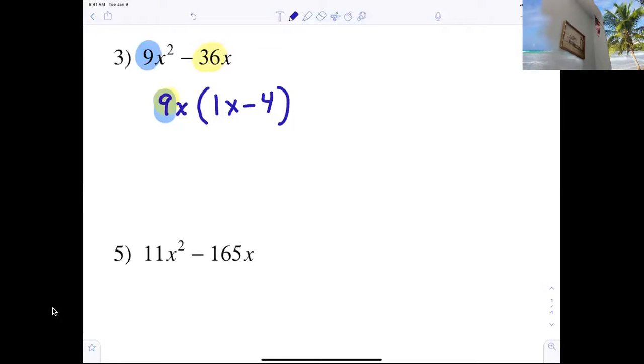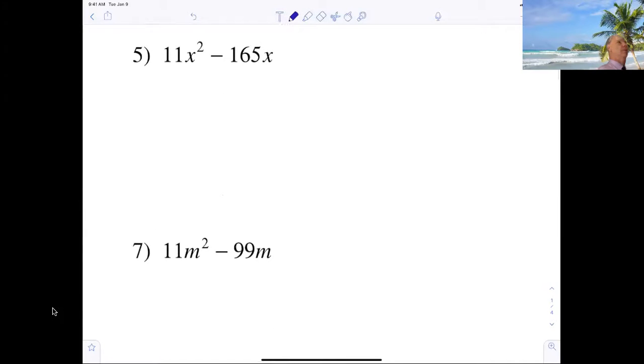All right, everybody take a look at number 5 now. Yes, 11 goes into 165. So here we go, GCF for number 5. Someone be brave. Okay, so you'd start with 11x, and then you'd open up parentheses, and then you would subtract the exponents. So you'd have 1x, and then 165 divided by 11 is obviously 15. That's all there is to it.